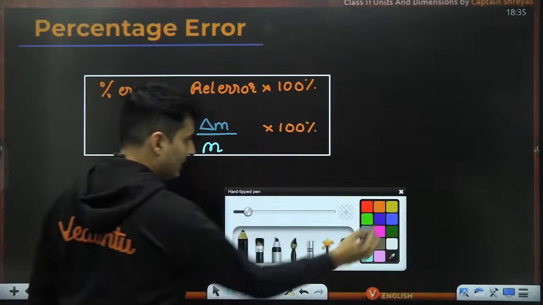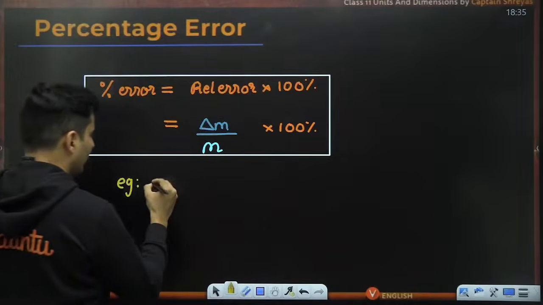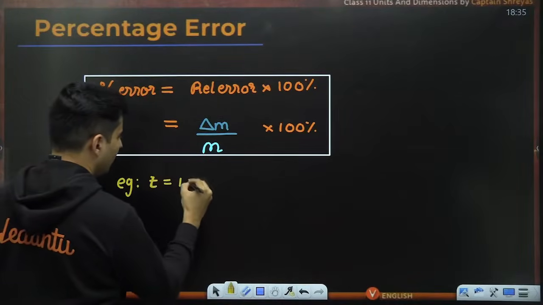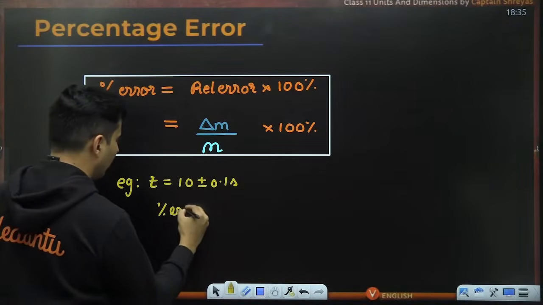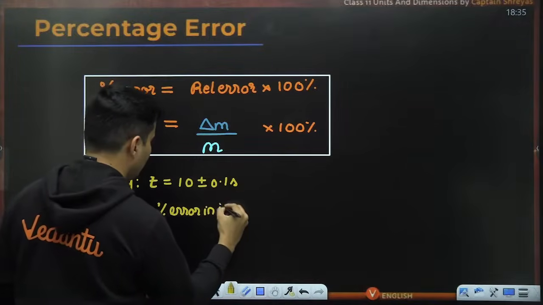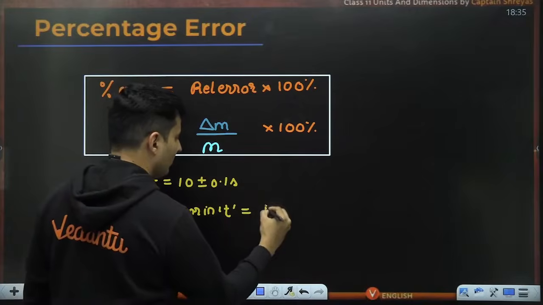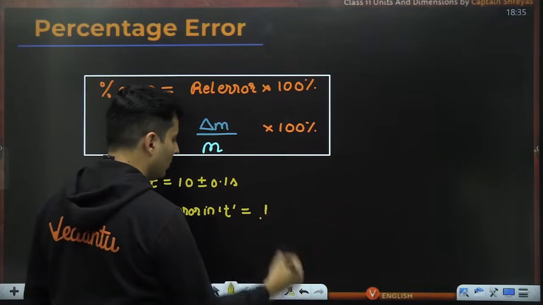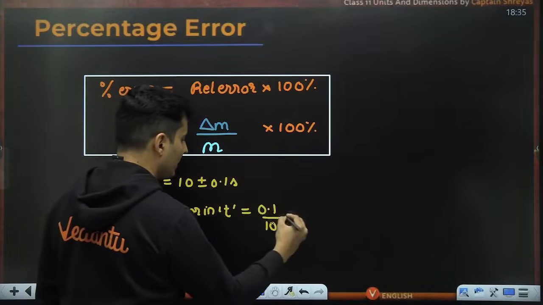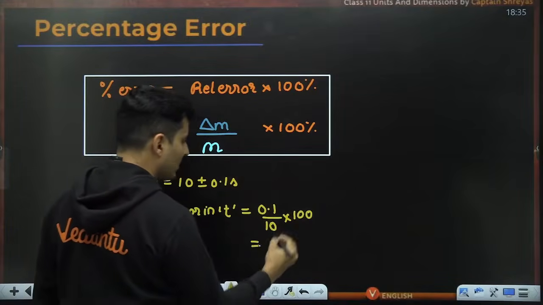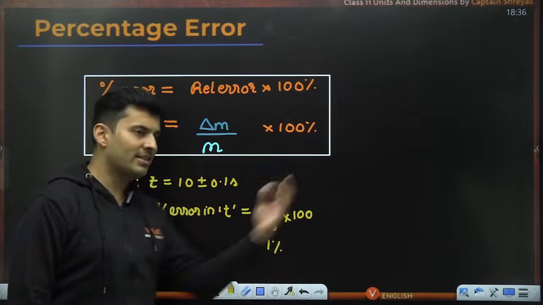So just to give an example for this, the same thing which we just did: time is basically 10 plus minus 0.1 seconds. So the percentage error in time will be the absolute error, which is 0.1, divided by the most likely value, which is 10, multiplied by 100. As you can see, the 0 cancels, so it will just become 1%. So 1% is the error.